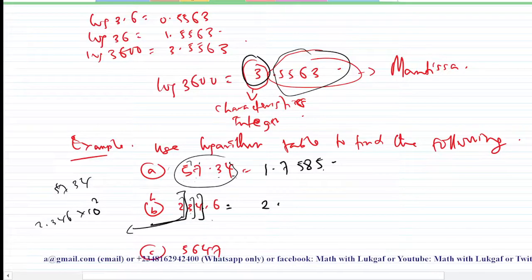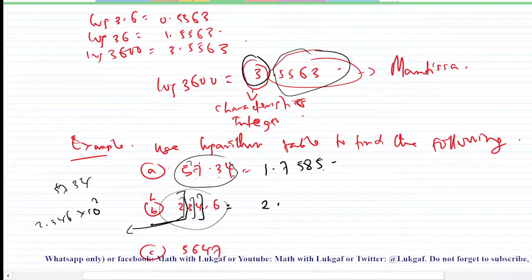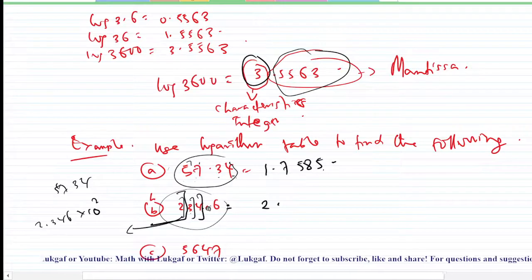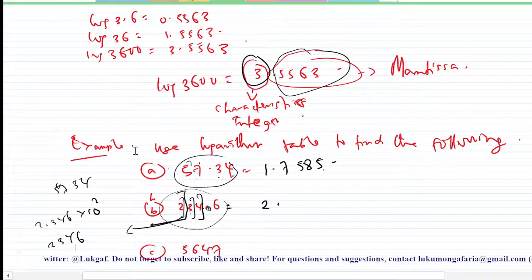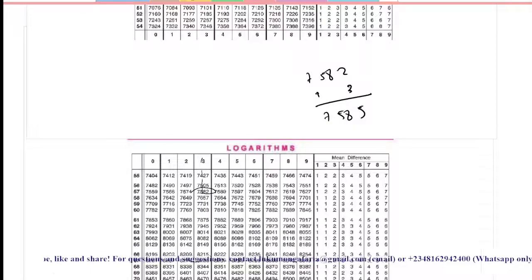But for the multiplier, you look up this number on your logarithm table without minding this decimal point. It means I have 2, 3, 4, 6. We have 2, 3, 4, 6. And like I've explained in the first example, how do you check this?